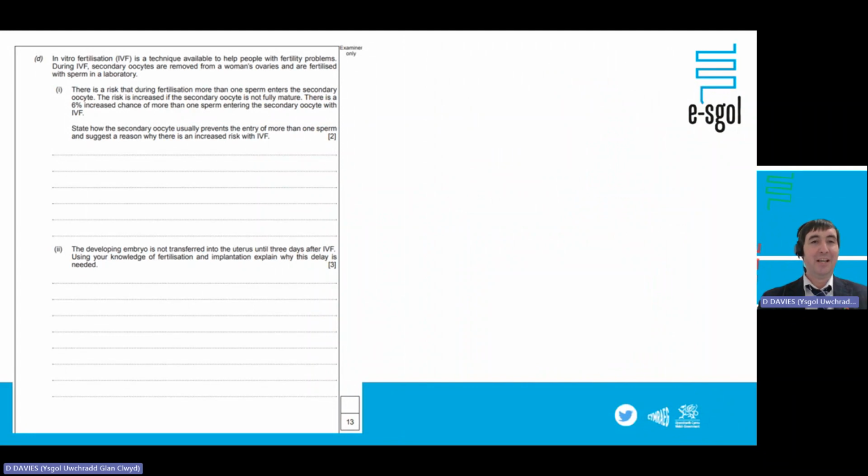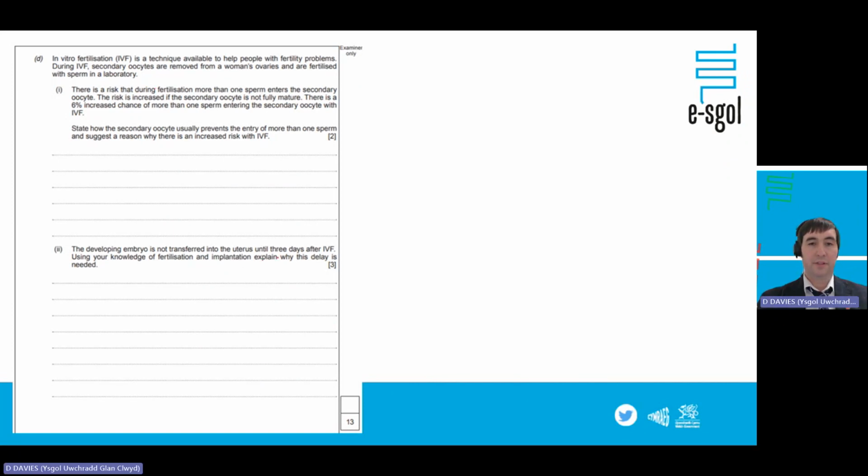Sorry. So state how the secondary oocyte usually prevents entry of more than one sperm. So there you're talking about your cortical reaction, aren't you? Suggest a reason why there's an increased risk with IVF. So IVF isn't on the syllabus. The information for that is going to be here. Okay, so you need to dig around in the question and find that information.